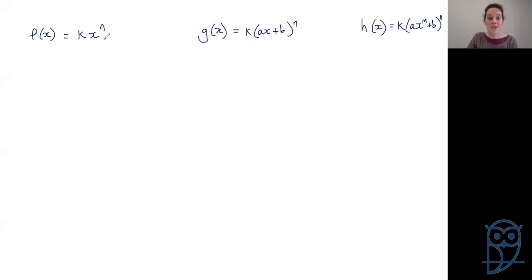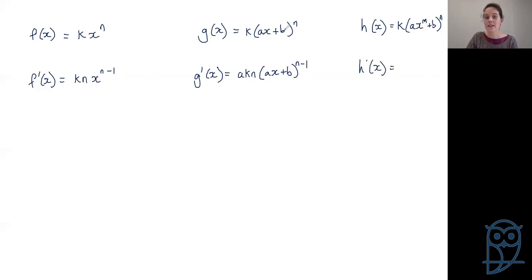So if we're going to differentiate the first one, f(x) equals k x to the n, we skip a line, f dash x equals k n x to the n minus 1. g dash x is a k n (ax plus b) to the n minus 1. Remember to bring that a out. He often gets neglected. Okay, h dash x is more fun.